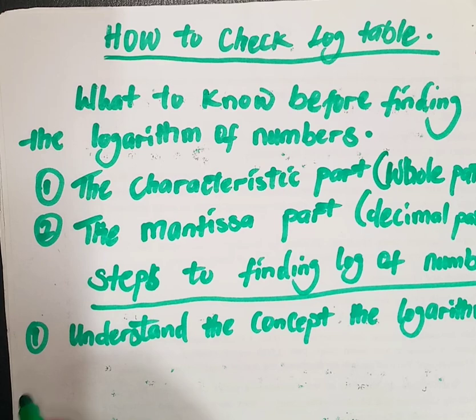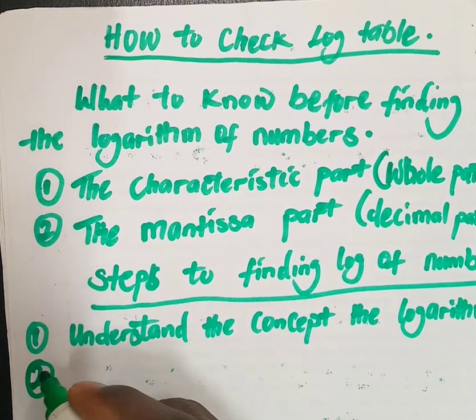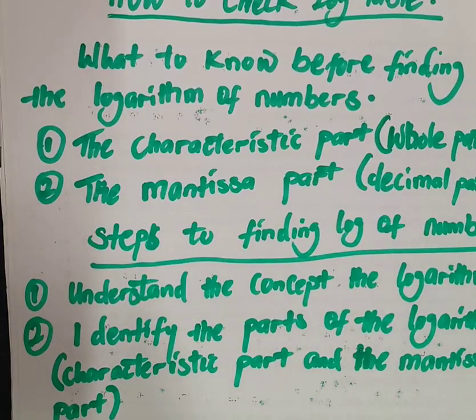And step number two, after understanding the question, identify the parts of the logarithm. Remember, initially I told you that logarithm has two parts. So after understanding the question, identify the parts of the logarithm, that is the characteristic part and the mantissa part, before you start any other thing.